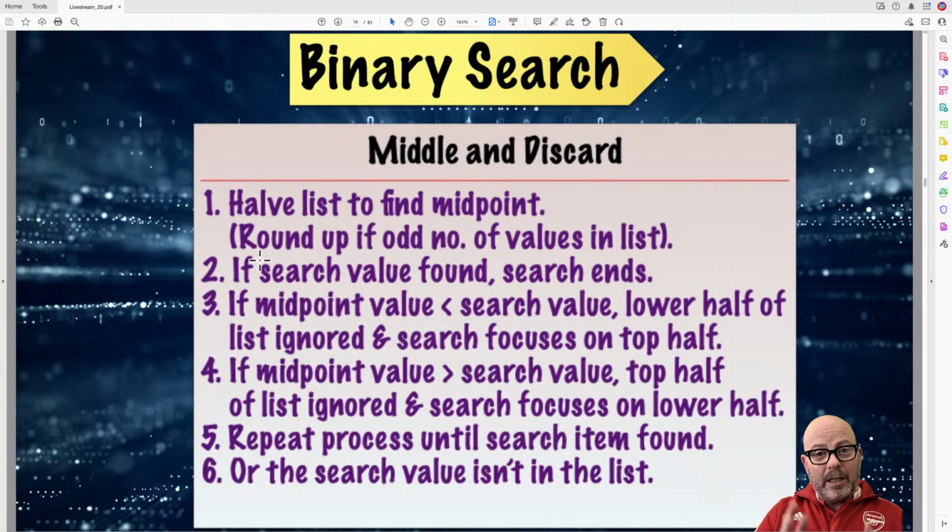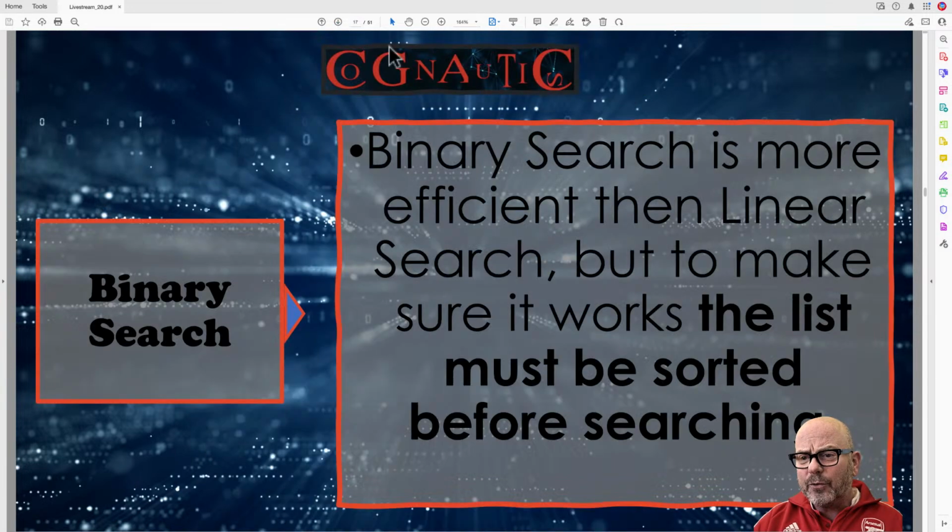So then you go to the middle point again. Is this the item? No. And if you can't easily find the middle point, you simply go up one, you round up, okay, if it's an odd number of values. Any issues, shout at me, but that's the binary search for you.